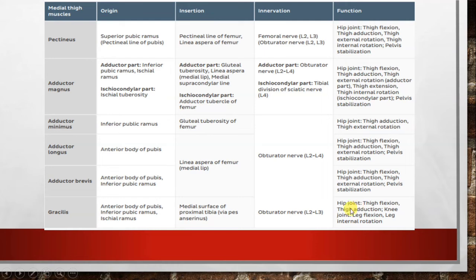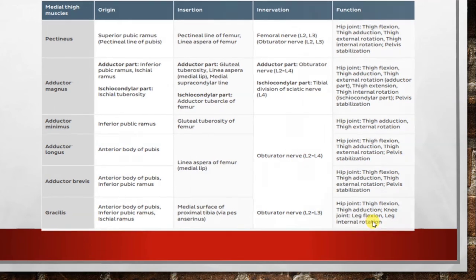Now we have seen that these muscles have the actions of adduction as well as external rotation, but the gracilis also crosses two joints, so it also has leg flexion, leg internal rotation, as well as thigh extension.